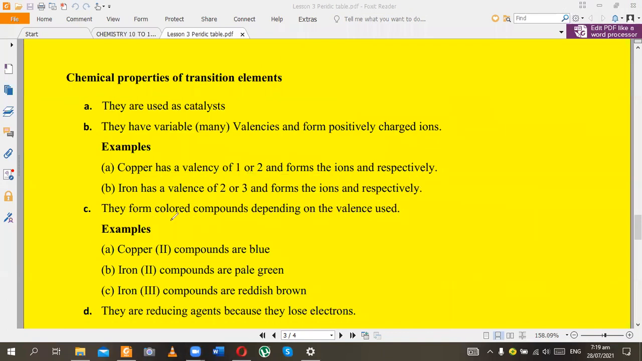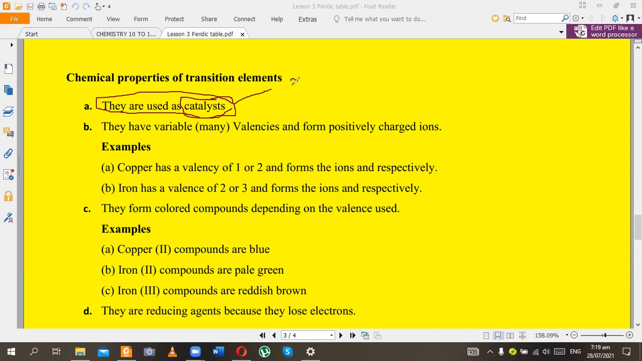Okay, so one, they are used as catalysts. This is talked about in the next slide, but I'll just talk about it here so that we don't forget. So what we're saying is that they are used as catalysts. Catalysts are substances that change the rate of a chemical reaction, either speeding up or slowing down. So where do we use them?